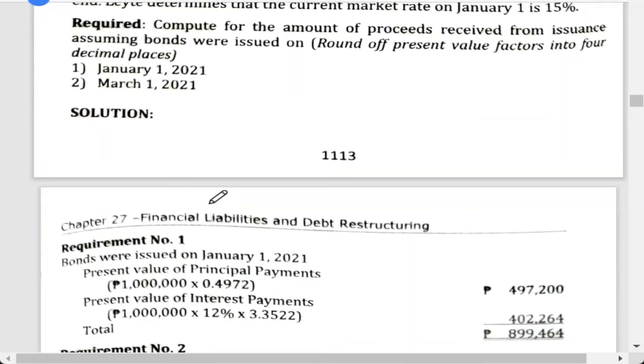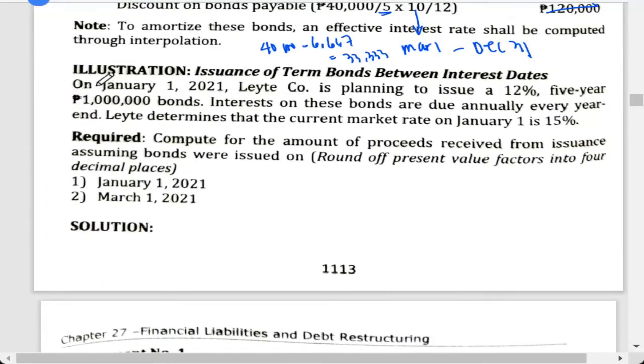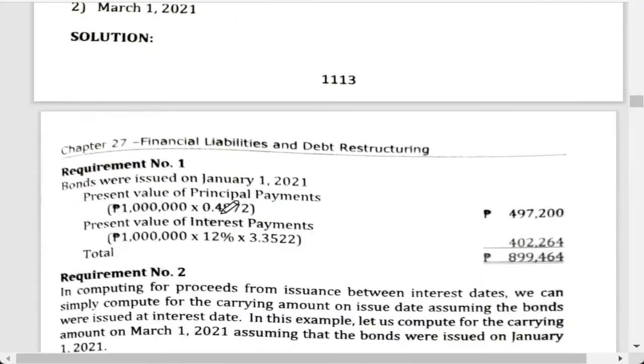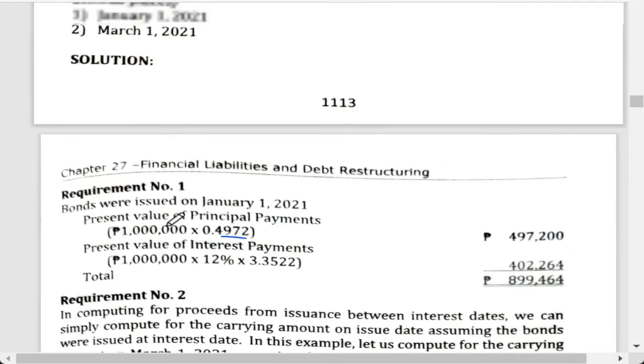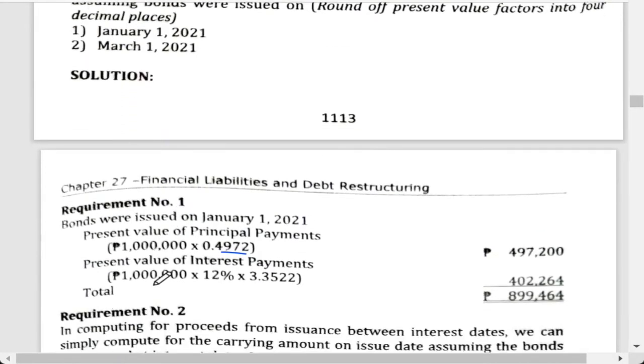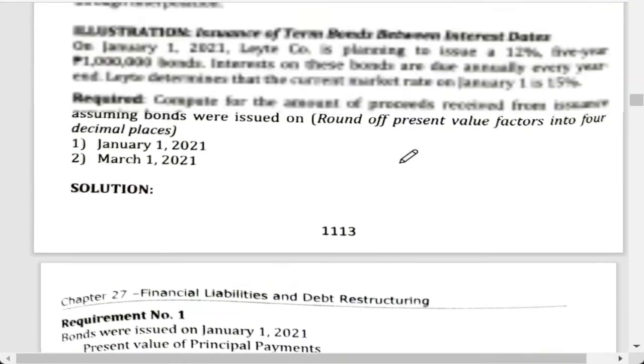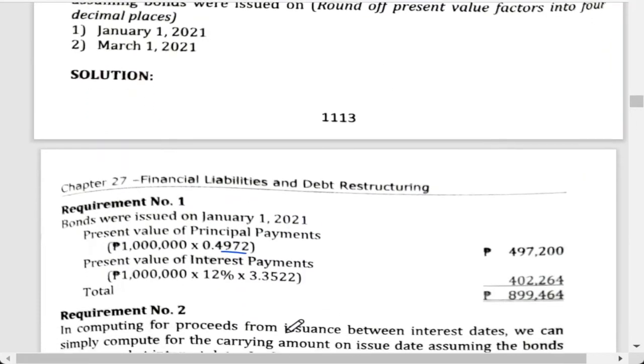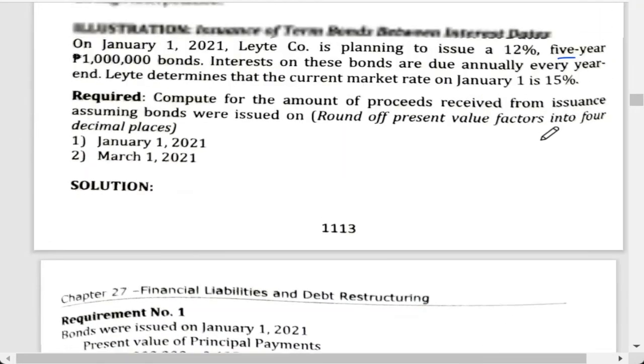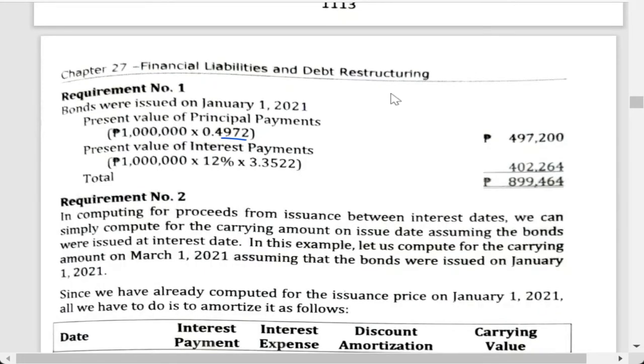So if the bonds were issued on January 1, the present value of the principal, which is 1 million, since it's a 5-year bond and the interest is due annually, so the present value of 1 is used. For the interest, since it's a lump sum, we still use 1 million times 12% times 3.3522. Let's check that, just in case. No, that's not it. We have 15% as the effective rate. Okay, effective rate is 15. And then, nominal rate is 12.